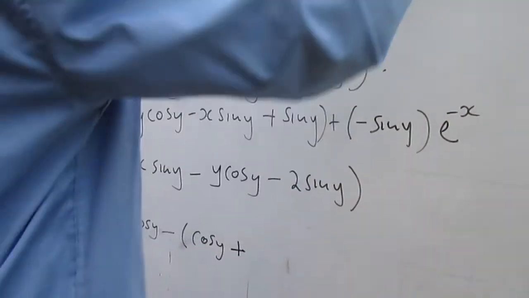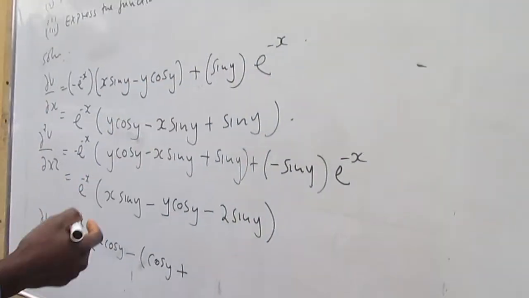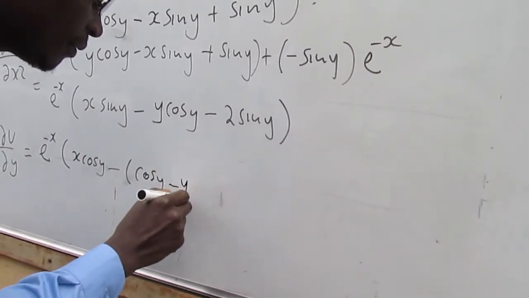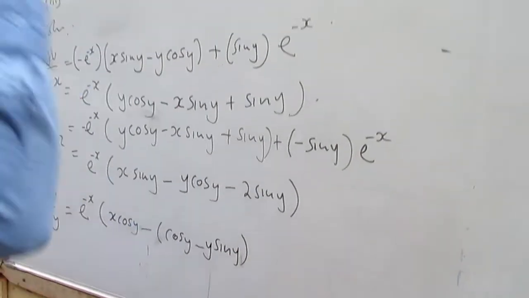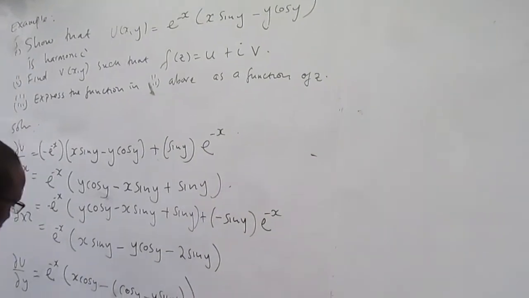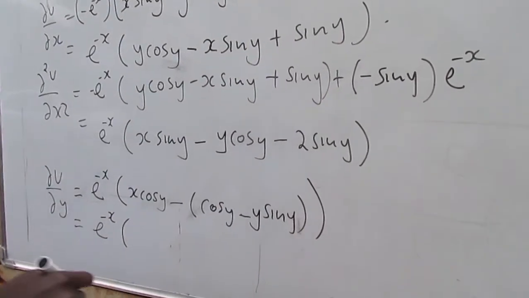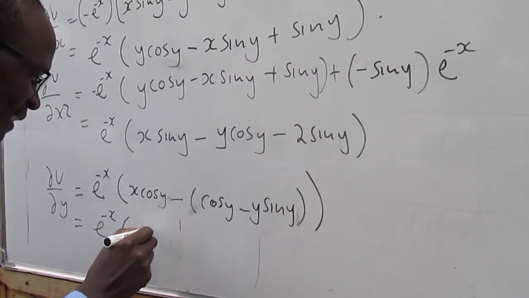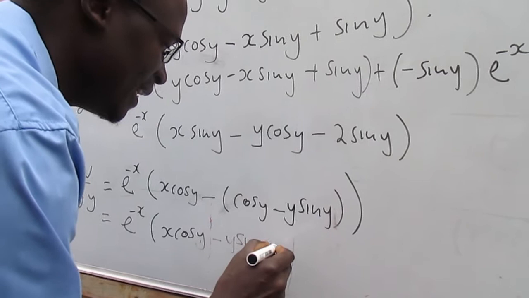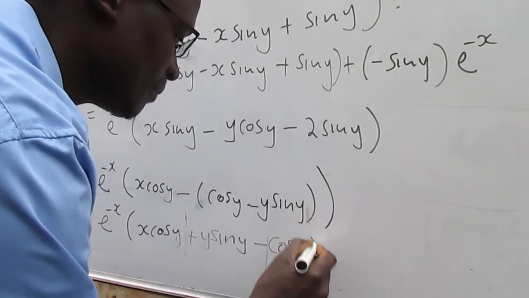Then we differentiate the second part of the function, leaving the first part constant, so this will be negative y sine y, because the derivative of cosine is negative sine. And if we write this out nicely, we'll have the exponential of negative x into x cosine y minus y sine y plus y sine y minus cosine y.